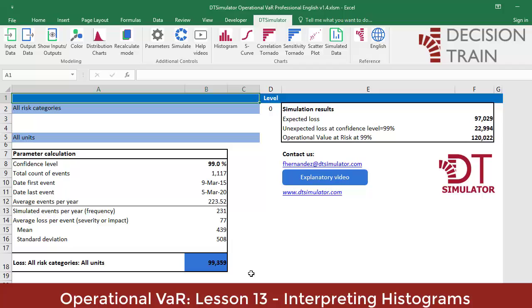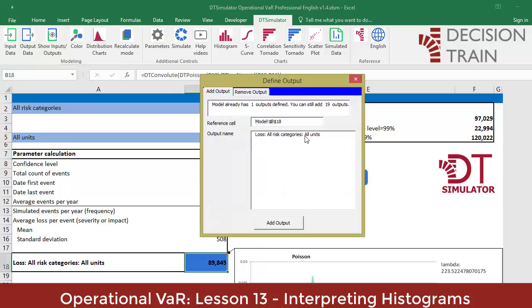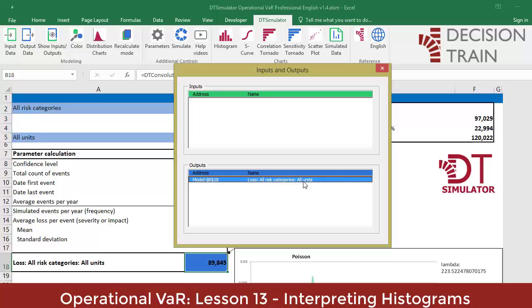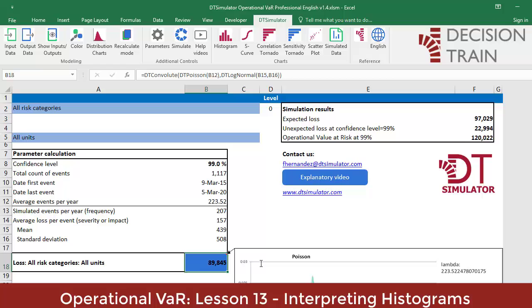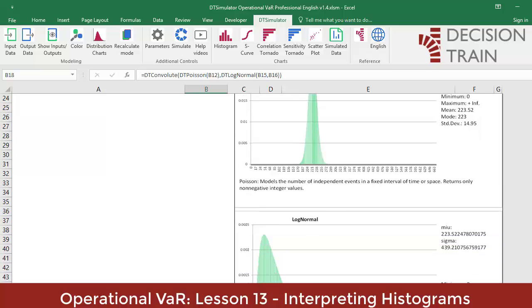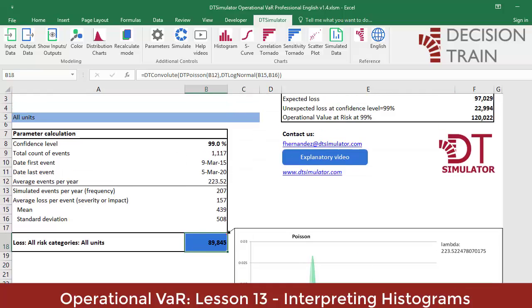By the way, for the DT simulator to collect data from any cell, it must have been previously declared as an output variable. I had done this from the beginning, when I built the model: I positioned myself on cell B18 and declared it as an output variable with the output data icon. By clicking on the Show Outputs button, you will be able to observe the previous existence of such a cell as an output variable. Position your cursor over cell B18, which contains the only output variable of this model, which is the loss, according to what has been previously specified in the selection of risk categories and administrative units.